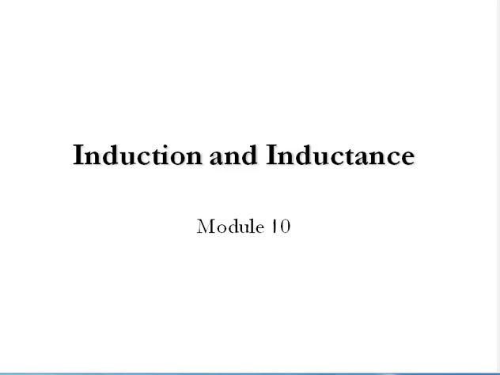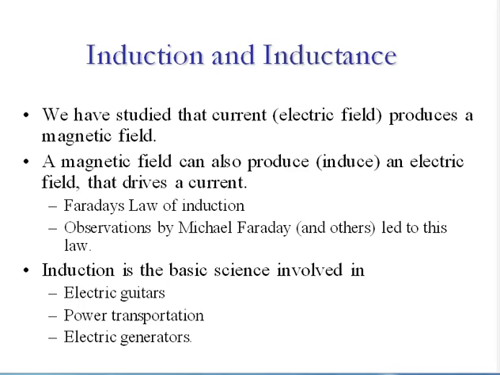We've made it to Module 10, Induction and Inductance. So we've studied so far that if we have a current flowing through a wire, and that current is produced by an electric field, which is produced by some potential difference, well, that's going to produce a magnetic field. Well, a magnetic field also produces an electric field that then in turn drives a current. When a magnetic field produces an electric field, we say it induces an electric field, or it induces a current, or it induces an EMF.